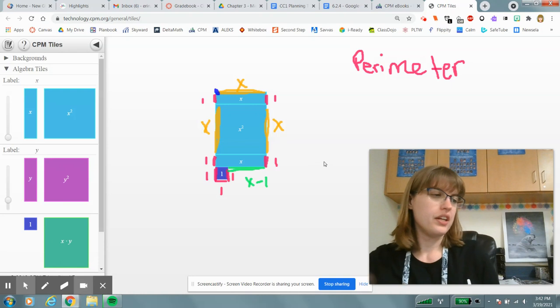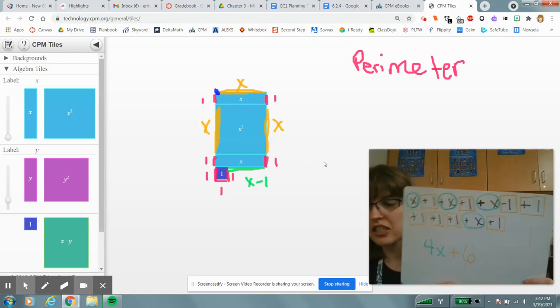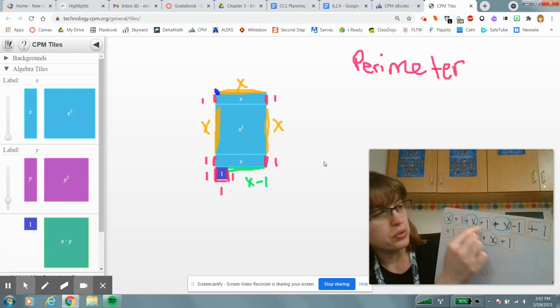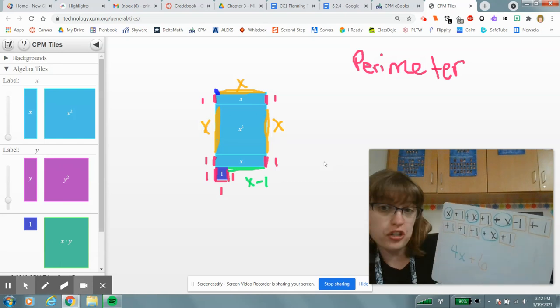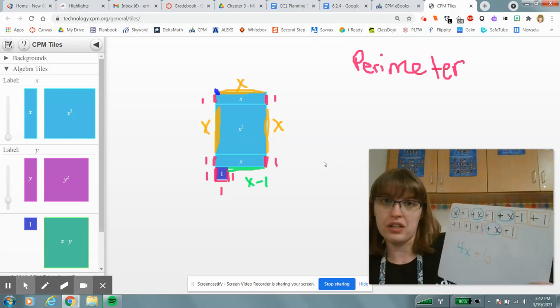All right. Now, I said at the beginning, this is combining like terms. Remember, each one of these separated by a plus was a different term. So that's what we did. We combined the terms.